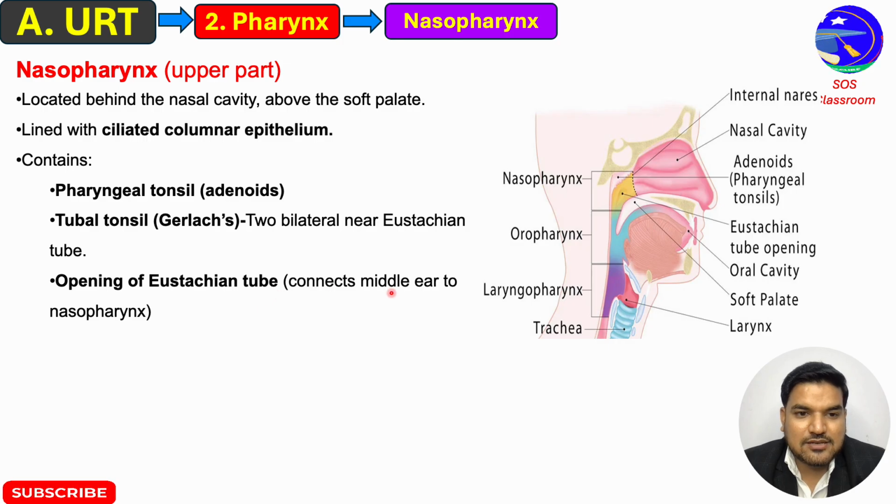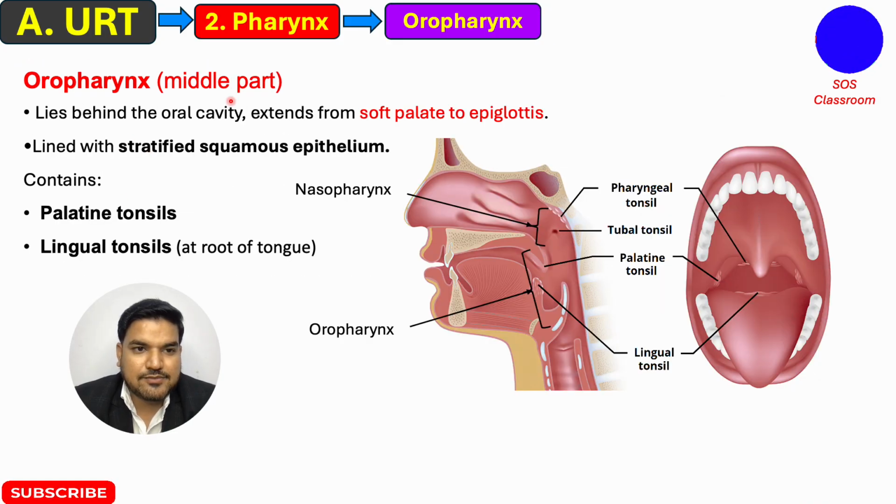The opening of the Eustachian tube connects the middle ear to the nasopharynx. So this portion is called the Eustachian tube, which comes from the middle ear and opens into the nasopharynx. Next, the middle part is called the oropharynx. The nasopharynx is present just behind the nasal cavity and extends to the soft palate. This is called the tubal tonsil, and the opening is called the Eustachian tube. Around the Eustachian tube, the tubal tonsils are present.